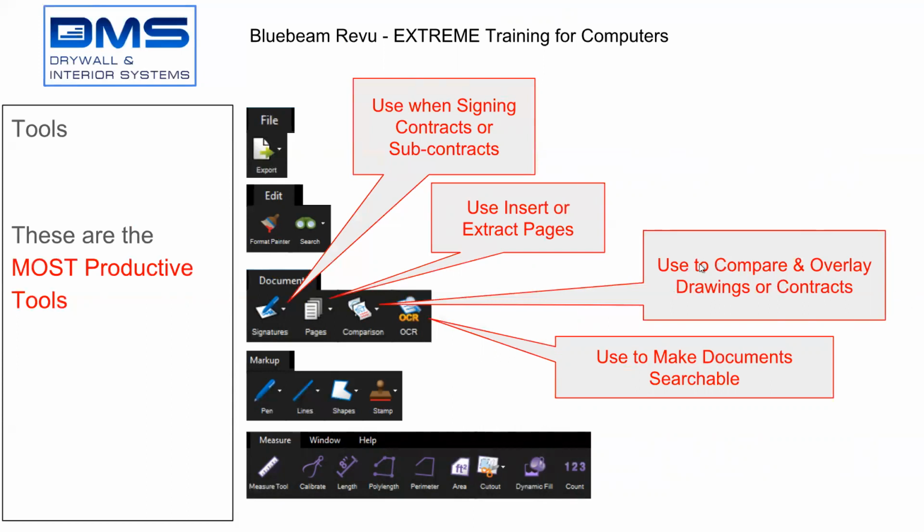Another great feature about Bluebeam Extreme is using the comparison and overlay feature in drawings and contracts. So the compare function, when you click on that, if you had 2 documents, let's say 2 contracts, or you made a contract, sent it over to them, and they sent something back with revisions to it, you could compare them side by side. So if you hit compare, it can compare side by side.